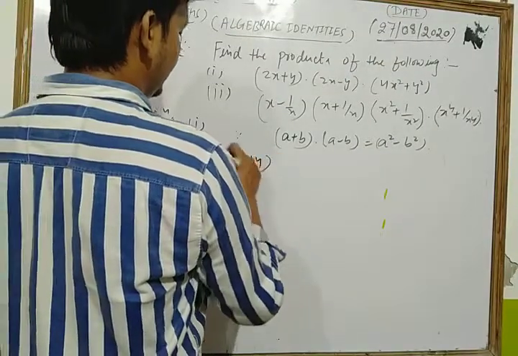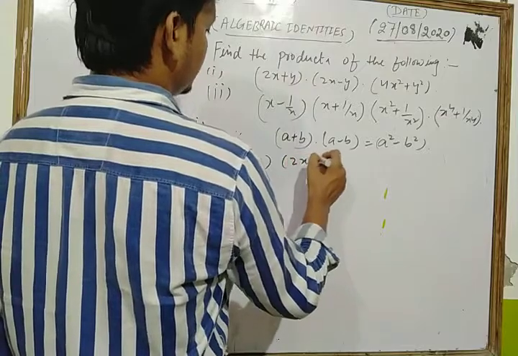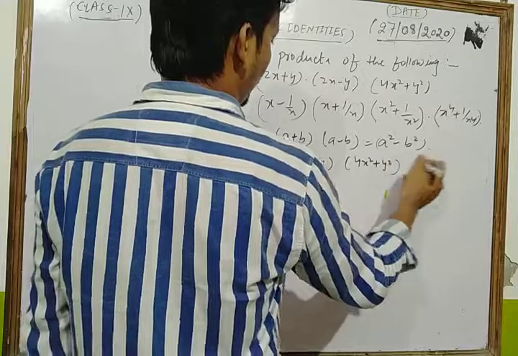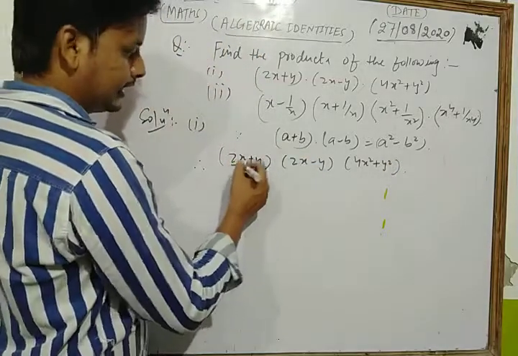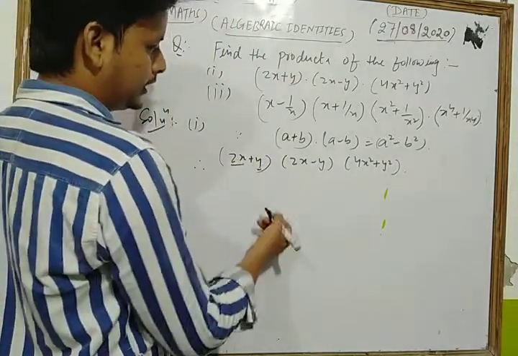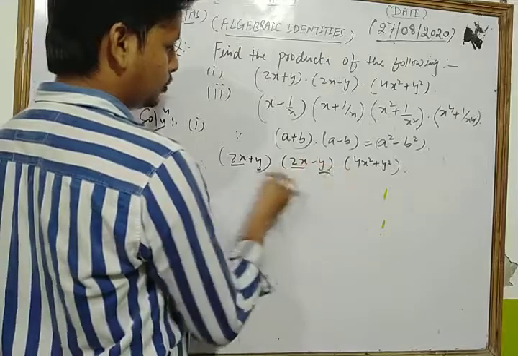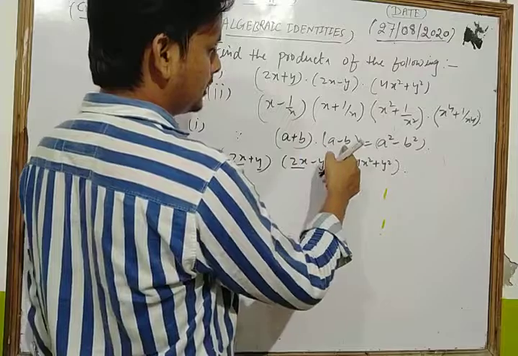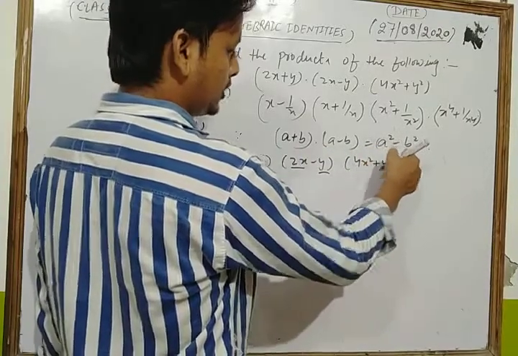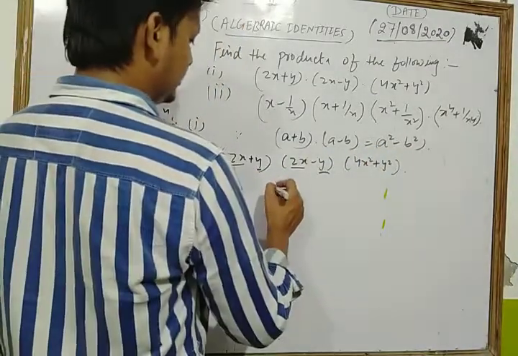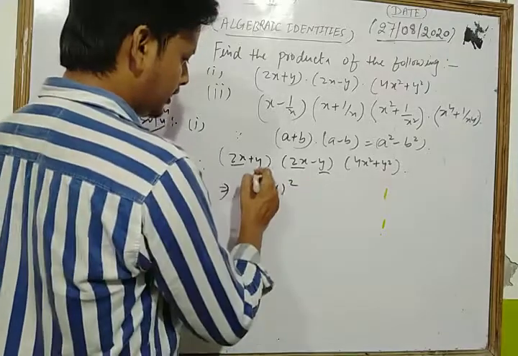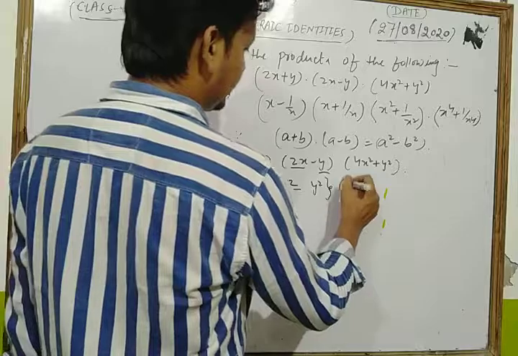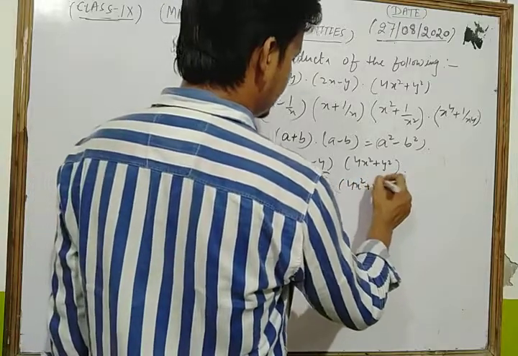(2x + y) in another bracket (2x − y) into in another bracket (4x² + y²). Now look here, take 2x as a and y as b. So we have (a + b) into (a − b), which we can write as a² − b². So here a² means (2x)² minus b² as y², and in another bracket we write 4x² + y².